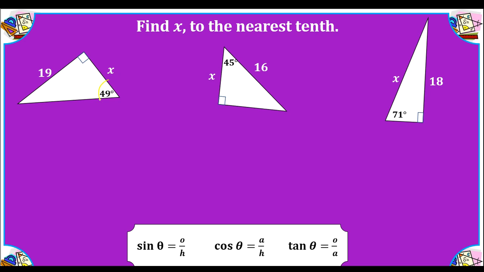So in this first one, our reference angle is 49 degrees. We have been given an opposite value, and we are trying to find the adjacent value. So opposite and adjacent is going to be tangent. So we're going to use the tangent of 49 degrees is equal to the opposite over the adjacent. We're going to cross multiply. We're going to have to isolate x.